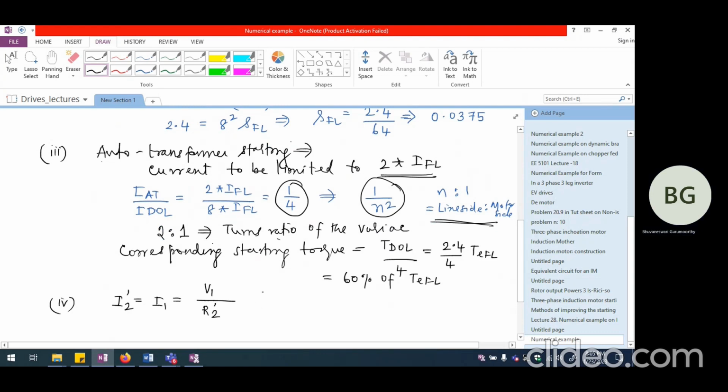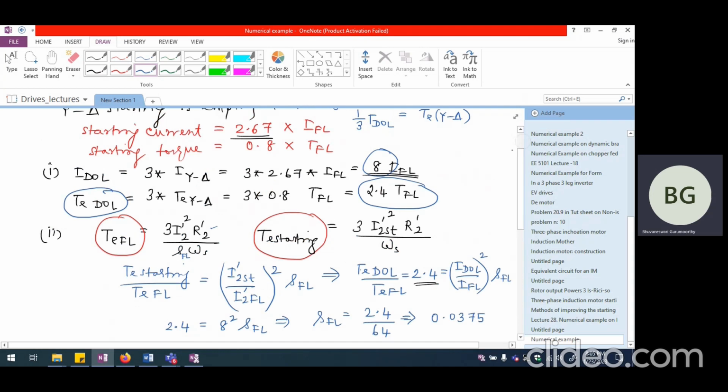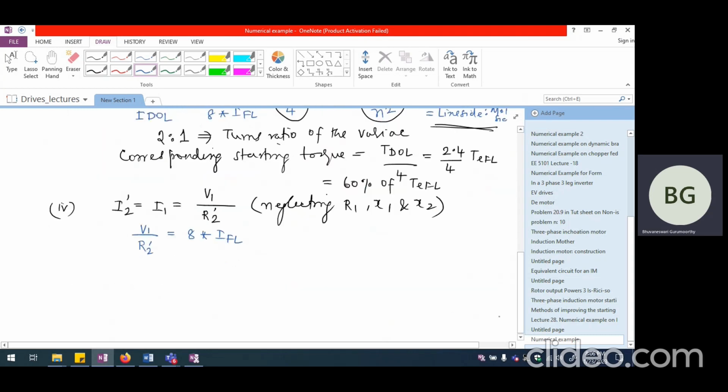That's it. We are neglecting R1, X1, and X2. All of them are neglected. So V1 by R2 dash is going to be the current that is drawn by the motor. So during starting, V1 divided by R2 dash is going to be 8 times I full load. That is what we had calculated as I DOL, right? I DOL was 8 times I full load.